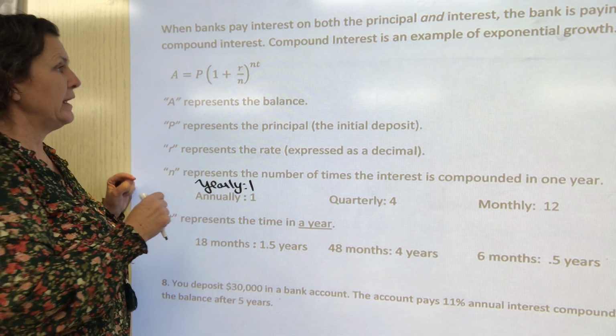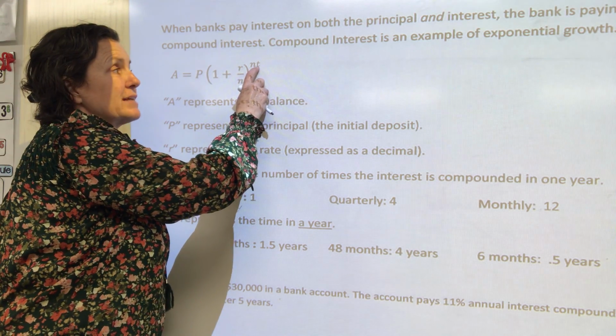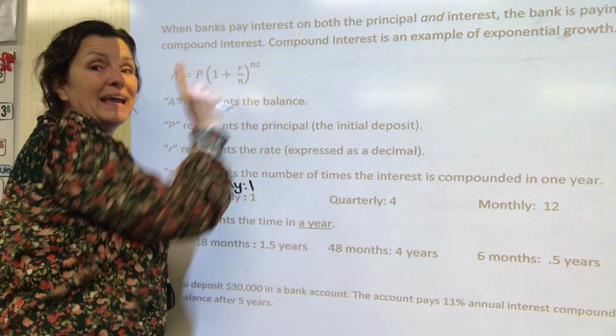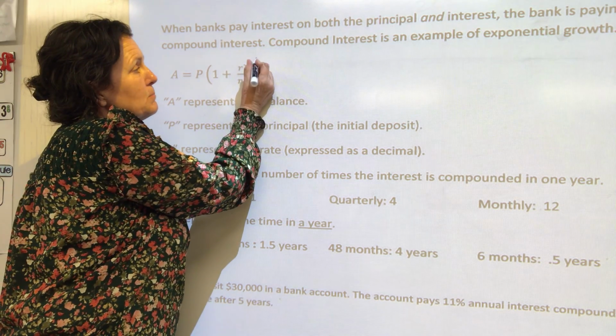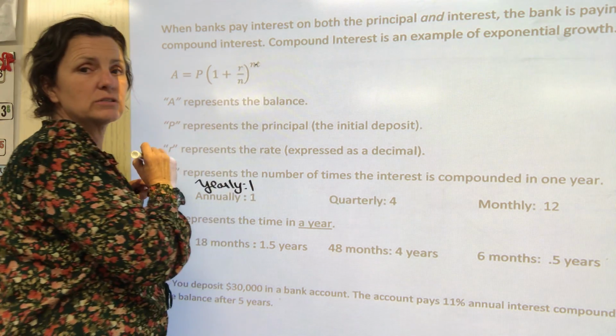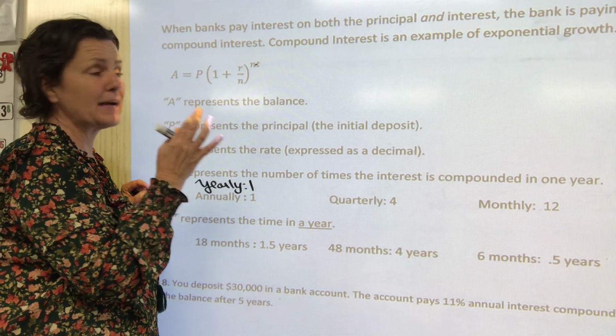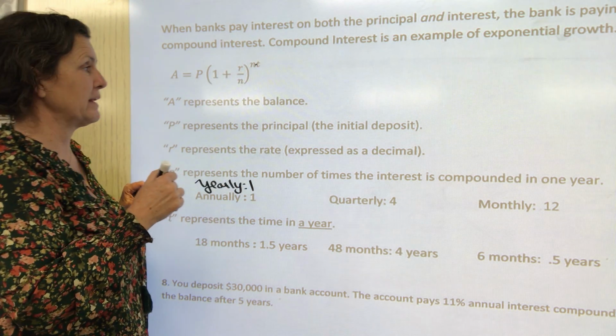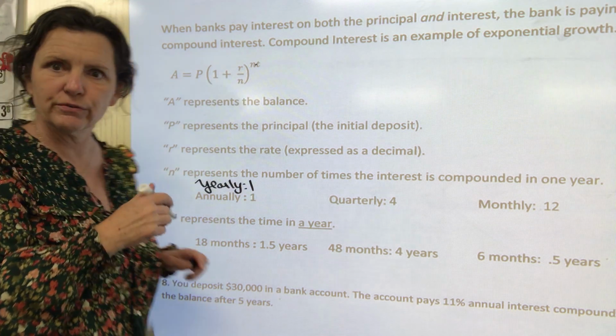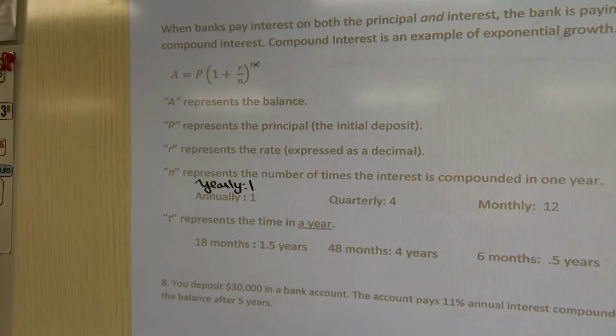Okay, now, what does T represent? T represents the amount of time that you're leaving it in the bank in years. And there is a multiplication dot right there, just in case you're like, what are those 2 letters? When 2 variables are sitting side by side, it's a product, it's multiplication. Cool beans, let's look at our first question, why not? Let's do this.